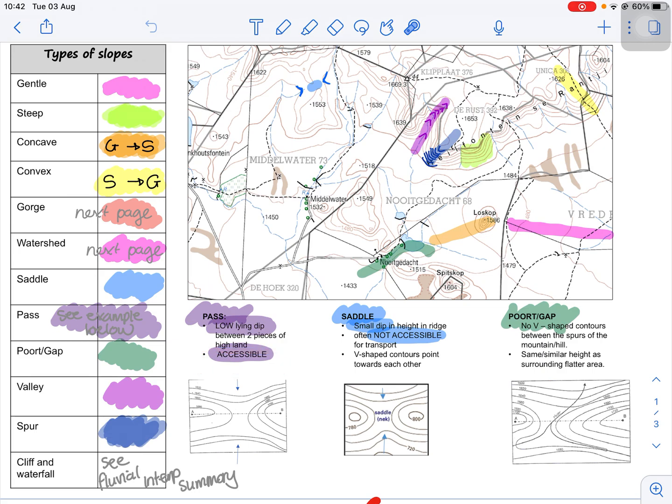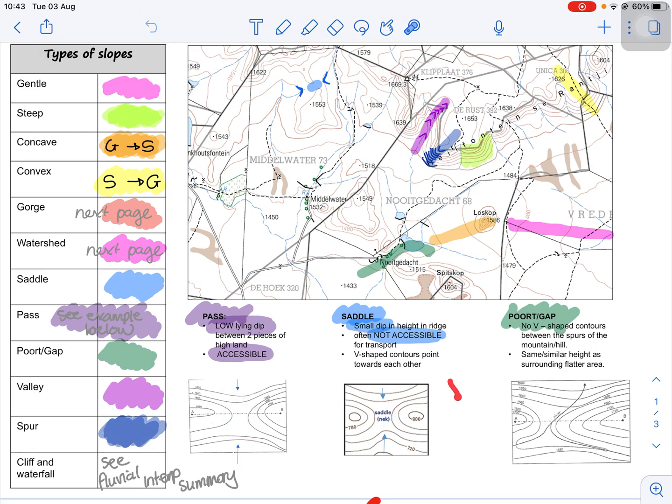And that dip of land between the two is going to either be accessible, okay, at an altitude that is accessible to the surrounding region, and that then makes it a pass, so you can pass it because it's accessible. Or if it's really high up in terms of the altitude and not really accessible at all unless you were going on a hike, then that really becomes a saddle, and that is not accessible. We can see that both of them have V-shaped contours pointing towards each other, showing the region that is the pass or the actual saddle.